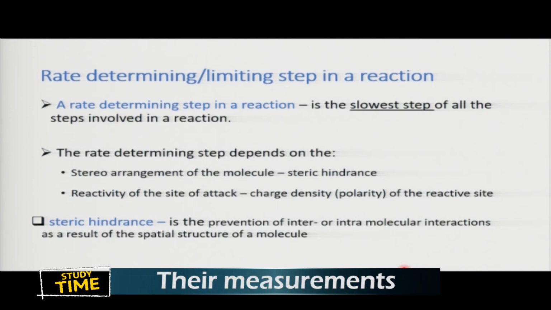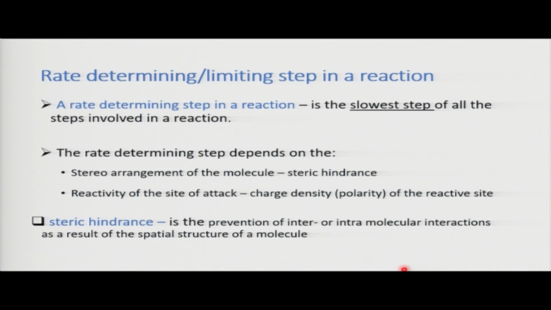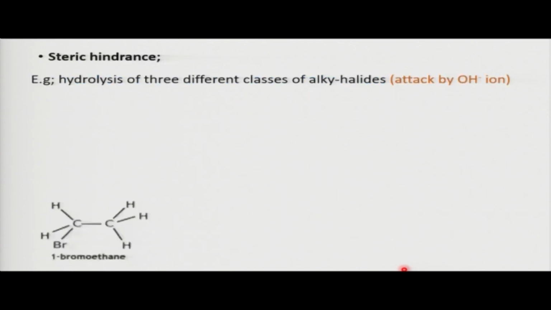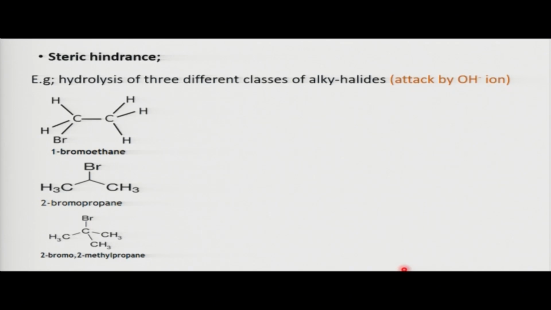It is determined by two things: steric hindrance and reactivity of the active site. We shall not go deeper into the reactivity of the active site, but let's look at steric hindrance. When we talk of steric hindrance, what do we mean? We have these three classes of alkyl halides. A primary, because the bromine is attached on the first carbon. A secondary, where bromine is attached on the second carbon, and the second carbon is surrounded by two other carbons. And the tertiary, where the carbon with the bromine is surrounded by three other carbons.